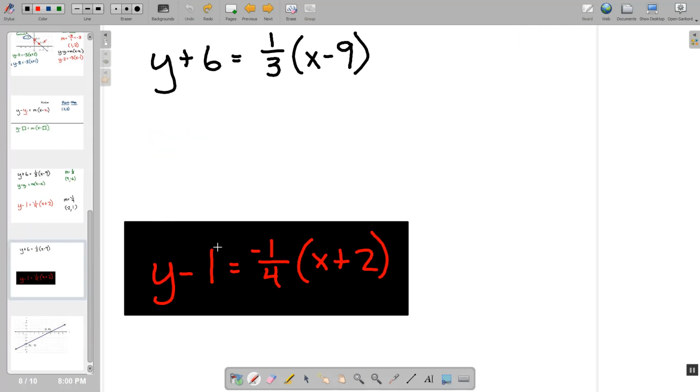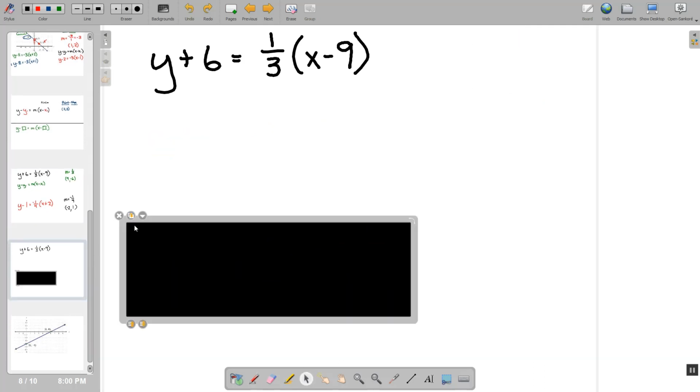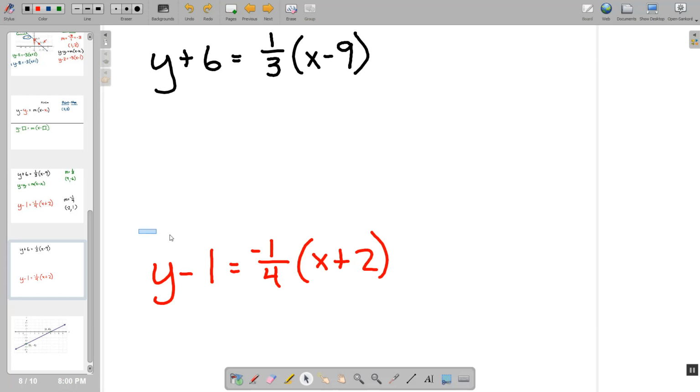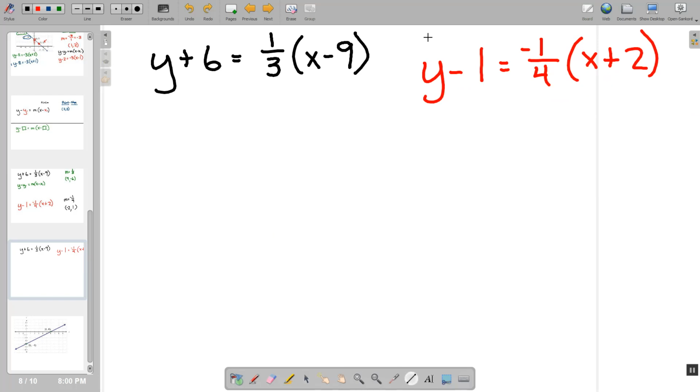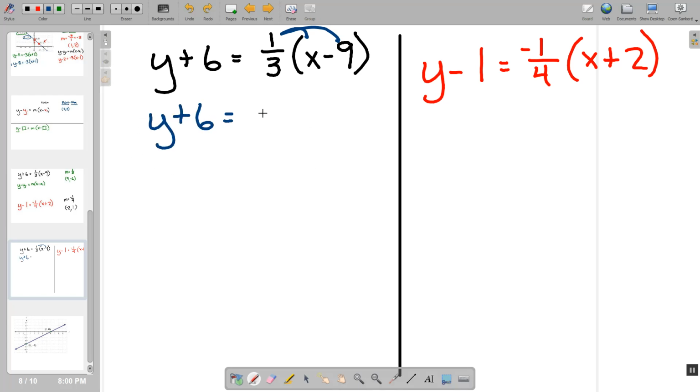Now, what's interesting about point slope form is that we also can write point slope form into other forms. So what I'm going to do with these two problems is convert them to slope-intercept form. And if we remember, slope-intercept form has y by itself. So what I want to do is get rid of everything that's on the same side as the y. In order to do that right away, I have to do the distributive property on the left side. So that makes y plus 6 equals 1/3 x.